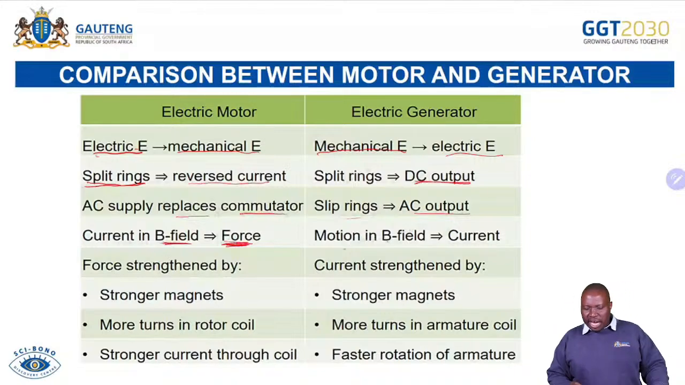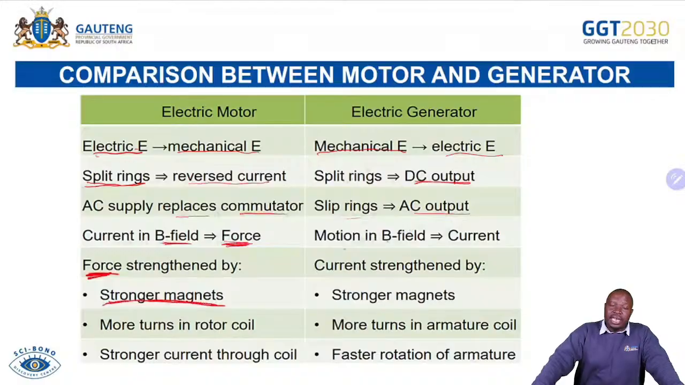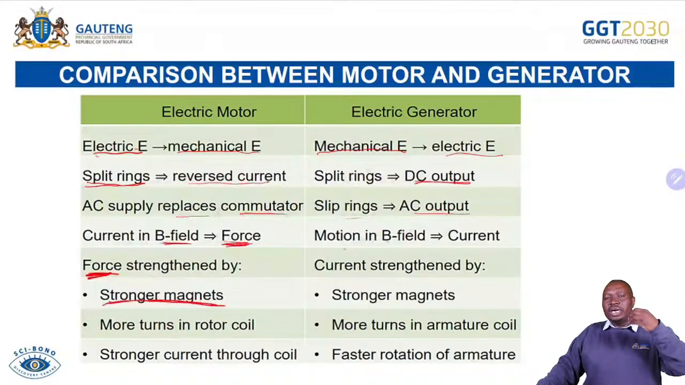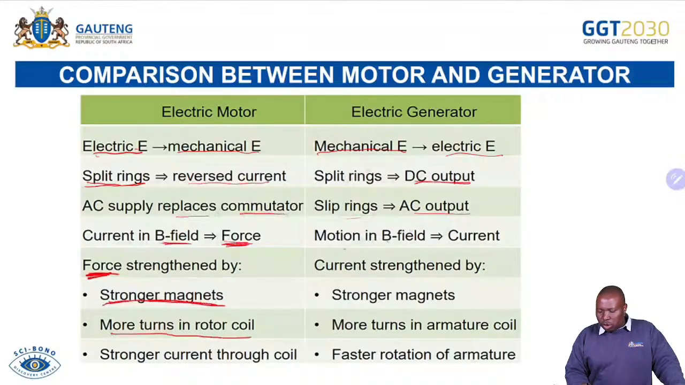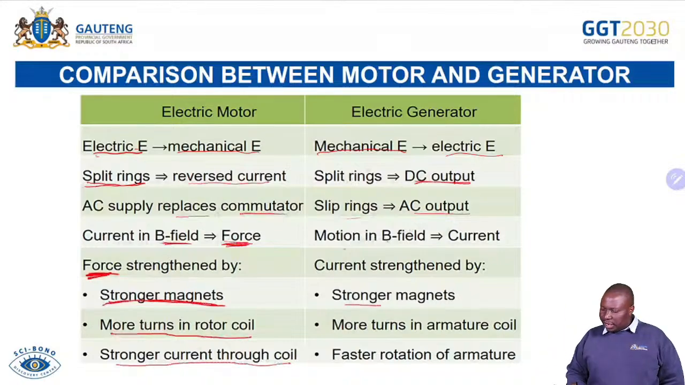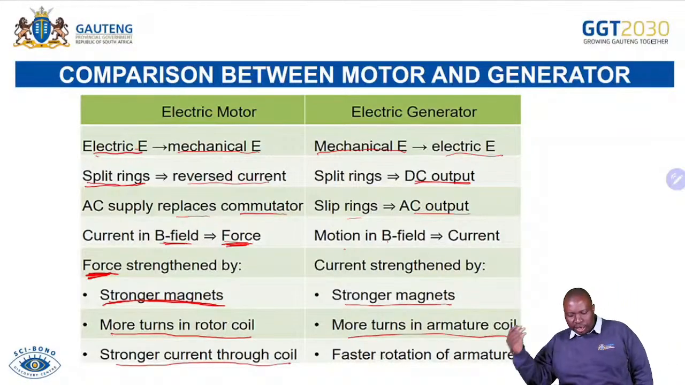We can increase this force by using stronger magnets. Don't make a mistake: a bigger magnet is not a stronger magnet. Stronger magnets means the strength of the magnet. We're not talking about the size of the magnet, but the strength that magnet has. We can also have more turns in the coil, and stronger current through the coil. In terms of the generator, we can use stronger magnets, more turns in the armature coil, and faster rotation. More turns, faster rotations, all will do that.